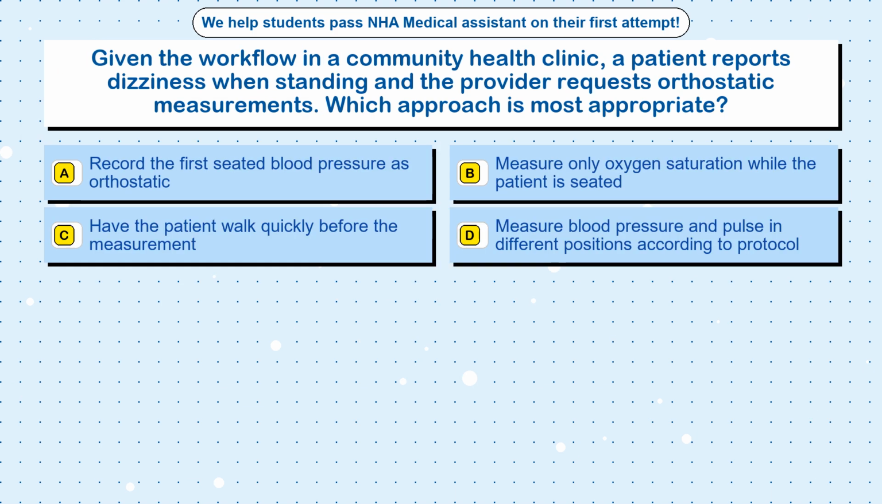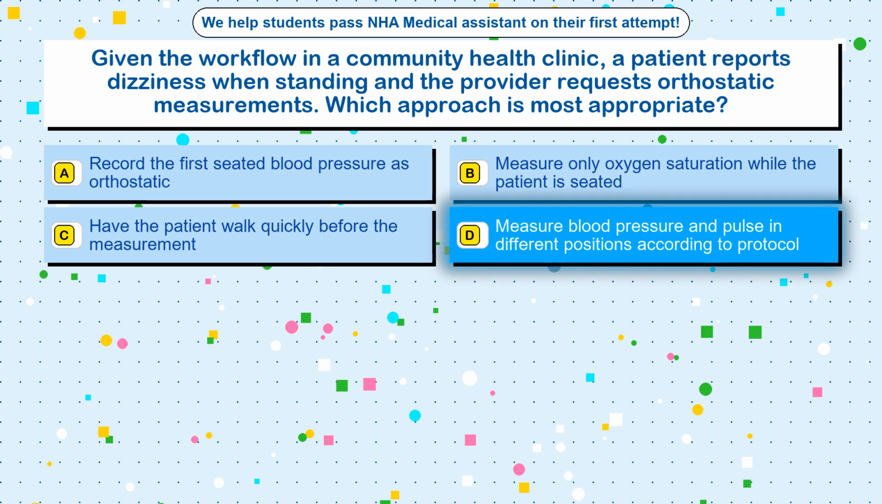Question 38. Given the workflow in a community health clinic, a patient reports dizziness when standing and the provider requests orthostatic measurements. Which approach is most appropriate? Option A, record the first seated blood pressure as orthostatic. Option B, measure only oxygen saturation while the patient is seated. Option C, have the patient walk quickly before the measurement. Option D, measure blood pressure and pulse in different positions according to protocol. The correct answer is option D, measure blood pressure and pulse in different positions according to protocol.